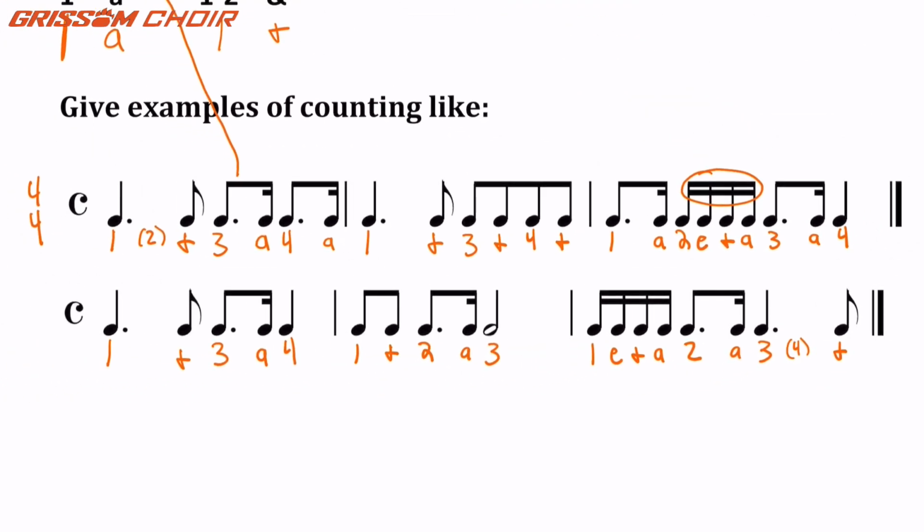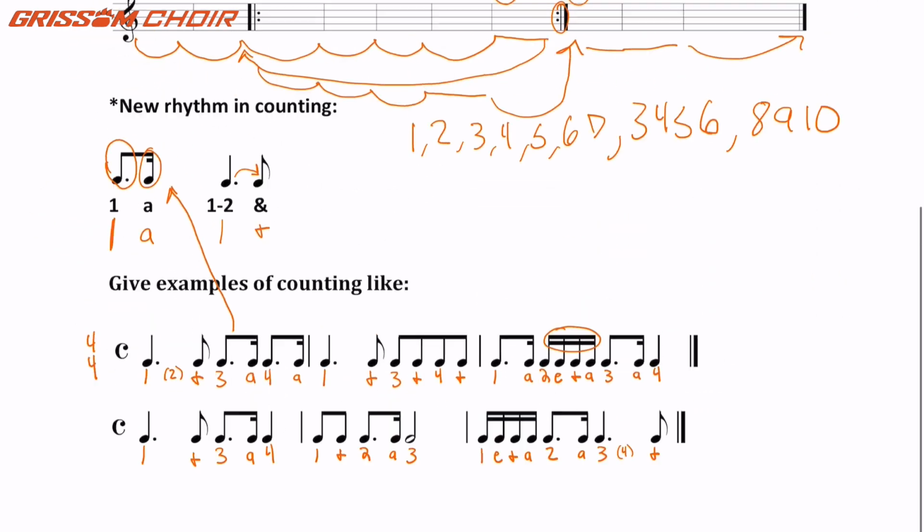This entire line would be 1 and 3 4, 1 and 2 3, 1 E and 2 3 and. That is everything that is on Music Theory Level 3.1.